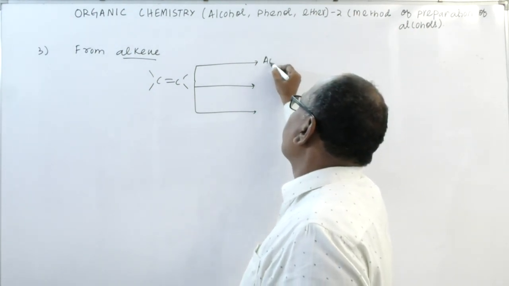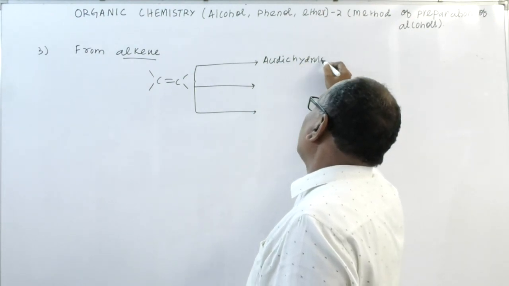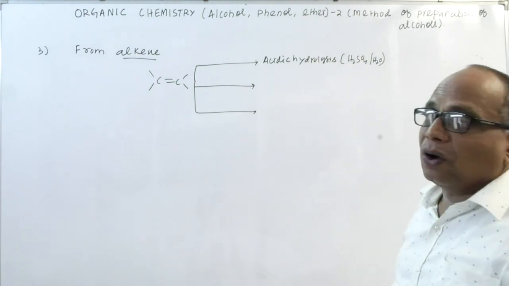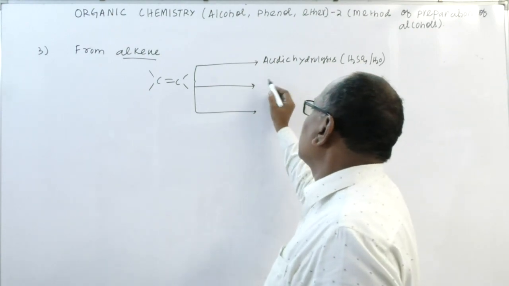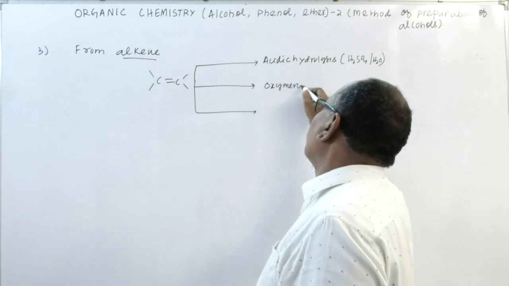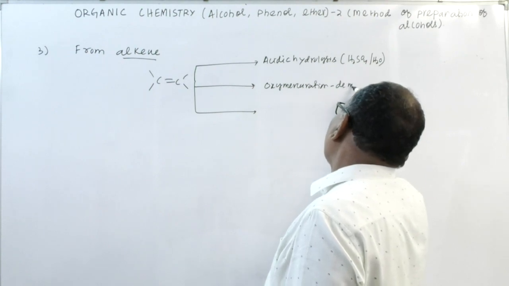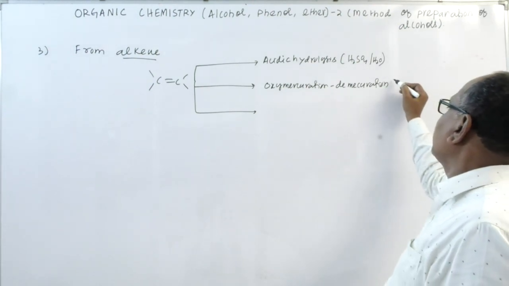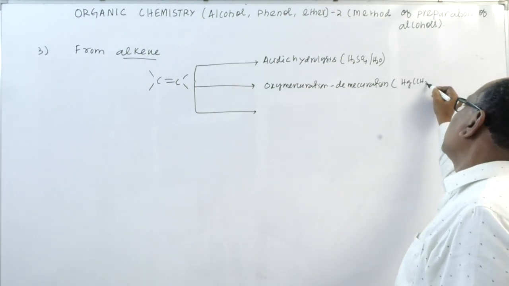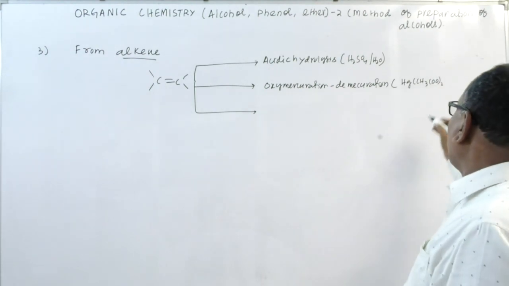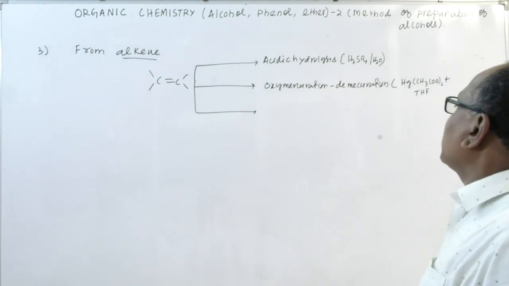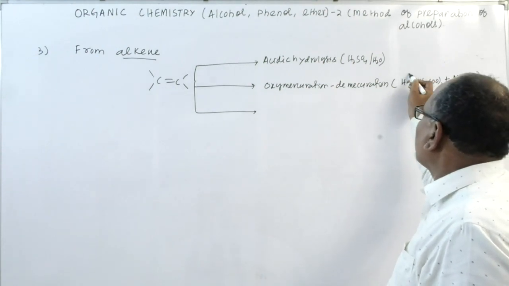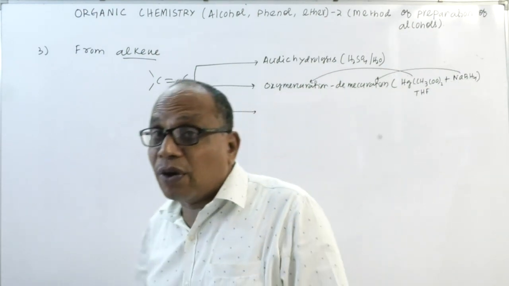One is called acidic hydrolysis, means water in presence of sulfuric acid. Another method is oxymercuration and demercuration, by using mercuric acetate, that is Hg(CH3COO)2, in tetrahydrofuran for mercuration. Demercuration means it must be reduced with sodium borohydride. This part is for mercuration and this is for demercuration. Then it forms the corresponding alcohol.